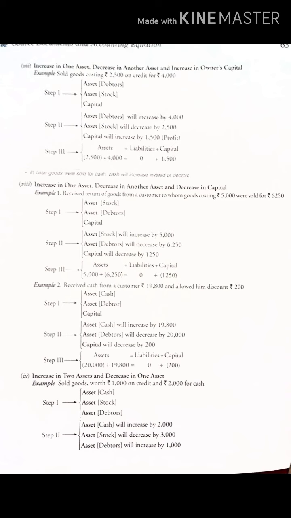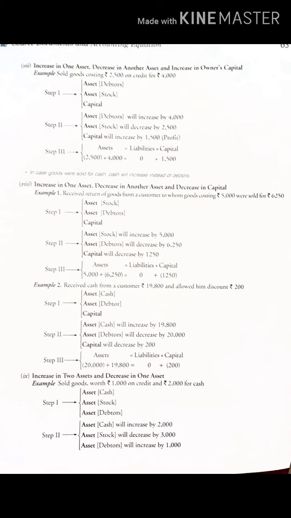Now we have sold the goods. The cost of the goods was 2500. We have sold on credit. No doubt, if we have sold the goods on credit, what will be the first thing which will be affected? Debtors, right? Then second, stock. Why? Because we are selling, so no doubt stock will be affected. Then third, capital. Now debtors and stock, these two are assets. How capital will be affected, we will see in step 2.